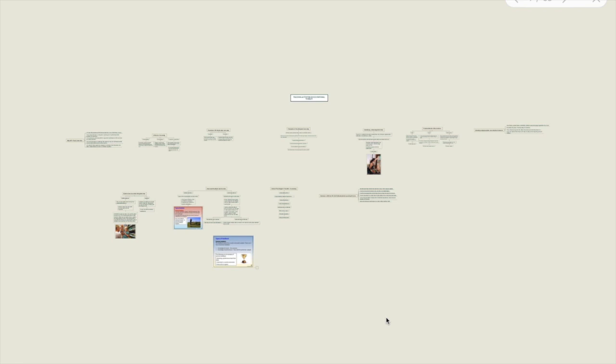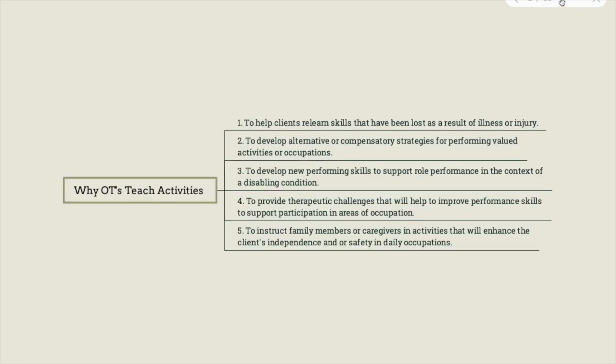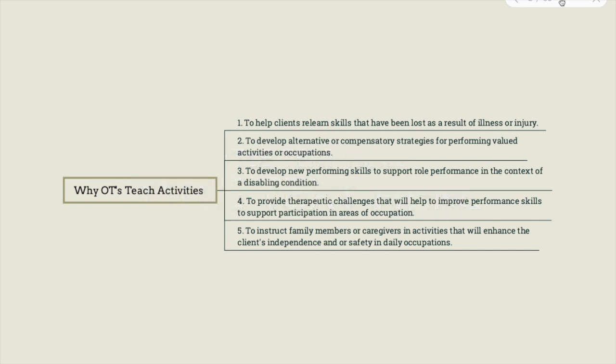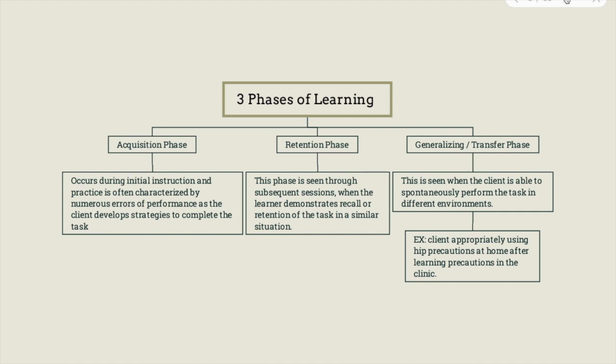Teaching activities in occupational therapy comes from Pedretti, Chapter 7. So why do OTs teach activities? It's to help clients relearn skills that may have been lost due to injury or illness, develop alternative and compensatory strategies for performing valued activities, develop new performance skills to support role performance, and also provide therapeutic challenges that will help improve performance skills in the future. And then also instruct family members or caregivers in activities that will enhance the client's independence in ADLs.